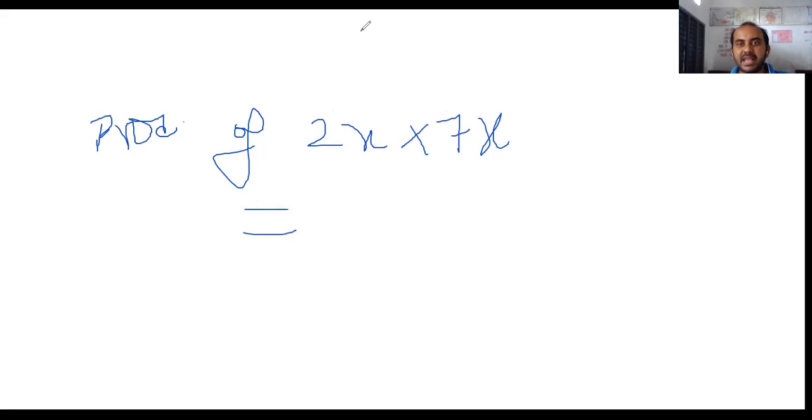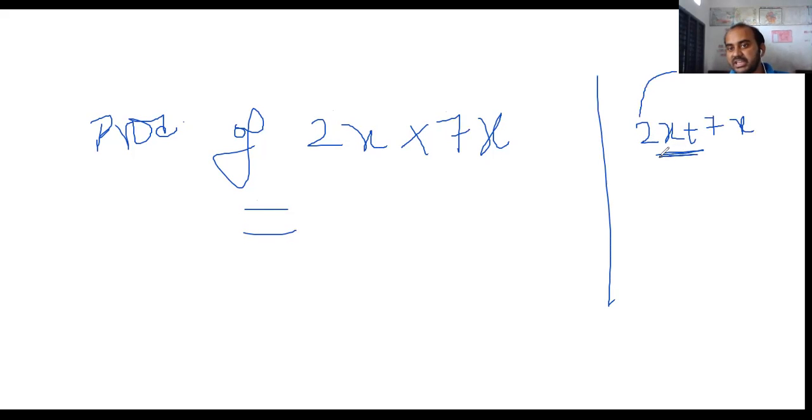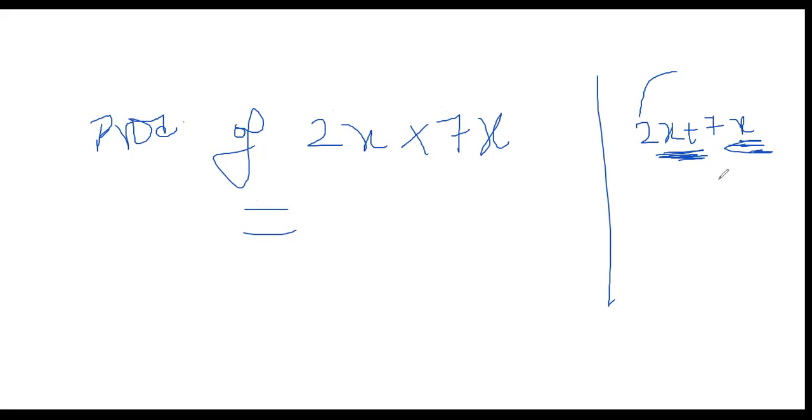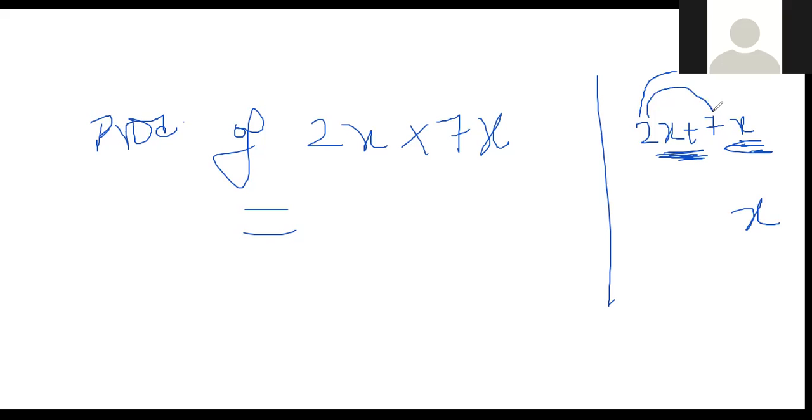What is the answer for this question? In the previous problem, I said that when you are doing addition or subtraction, your first job is to check whether both unknowns are the same or not. Here there is x and here also x. When these two are the same, just add these two numbers. 2 plus 7 is how much? 9, right? The answer is 9x.